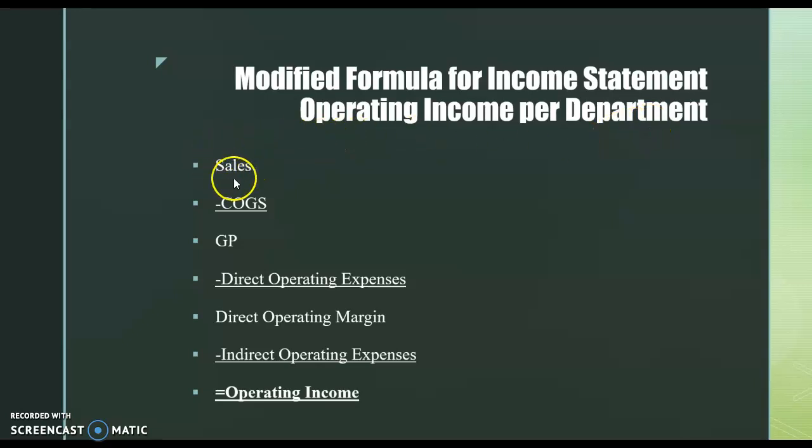So we have the sales of a particular department minus the cost of goods sold of that department is the gross profit of that department. Then we're going to subtract out the direct, the traceable operating expenses from gross profit, and we're going to get something called direct operating margin. Then we're going to subtract out any indirect operating expenses that we are allocating to that department, and then we'll finally get that department's operating income.